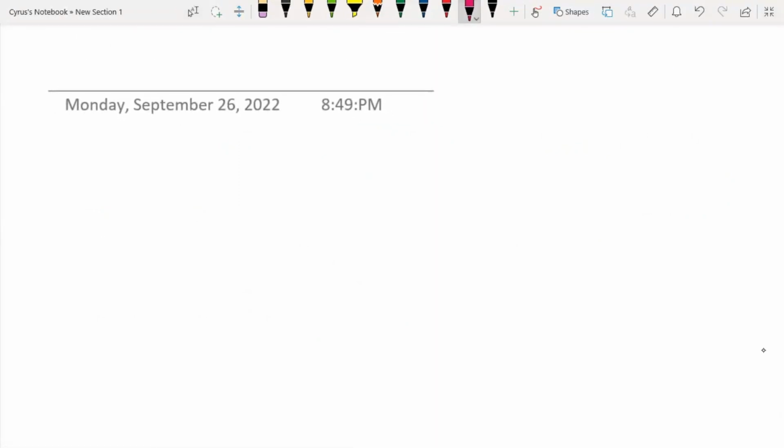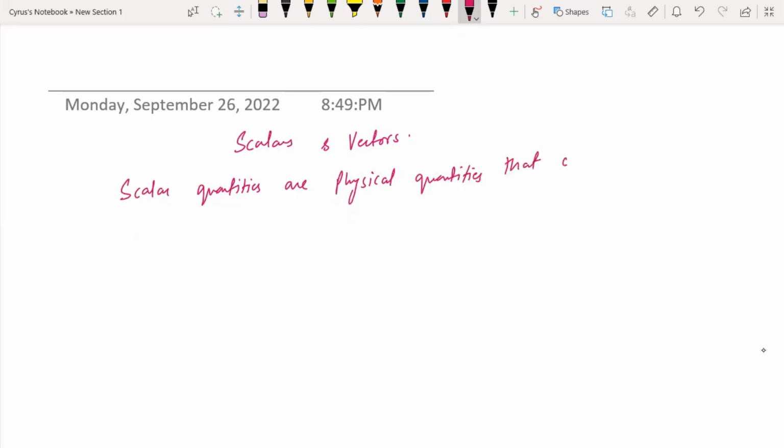You should know that scalar quantities are physical quantities that can be represented by a magnitude only. They do not have any direction at all. Scalar quantities are physical quantities that can be represented by magnitude only. They do not have a direction.